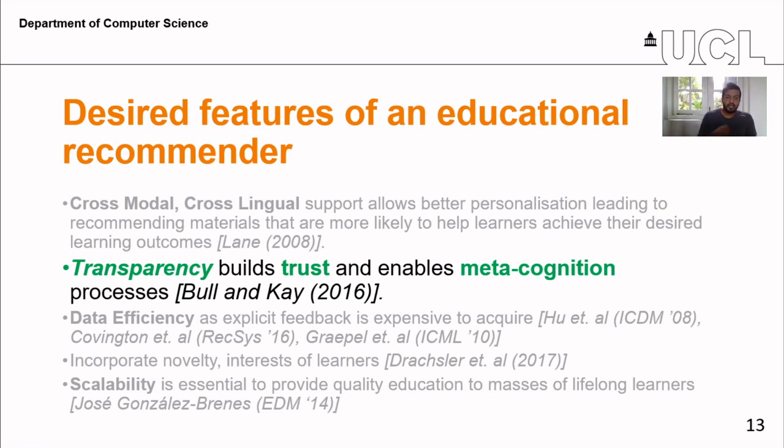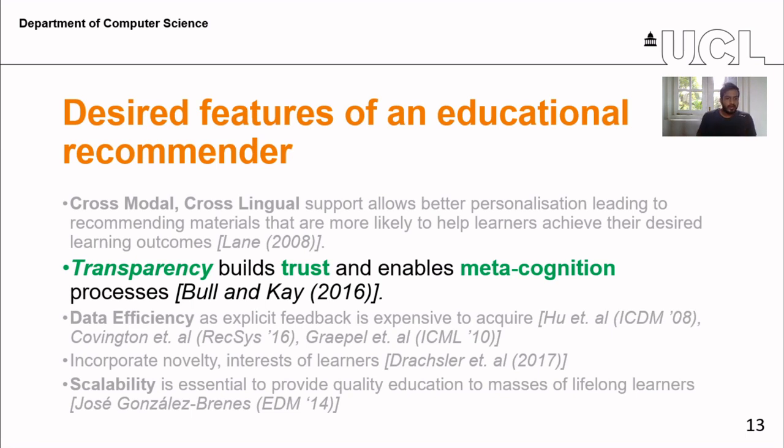For example, if the model is transparent and if the learner can know what this artificial intelligence is doing, from a learning perspective, it could trigger scenarios like reflection or self-awareness. We will see in the later slides how this is incorporated.